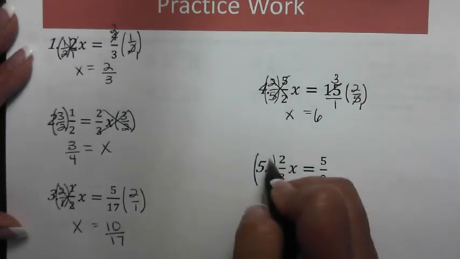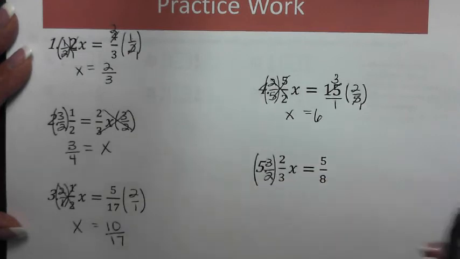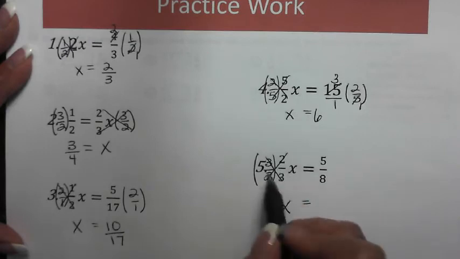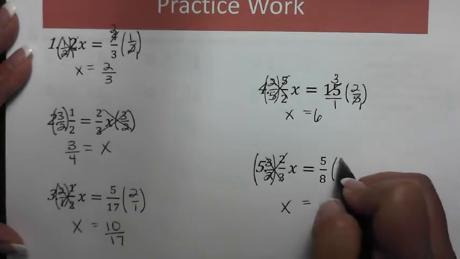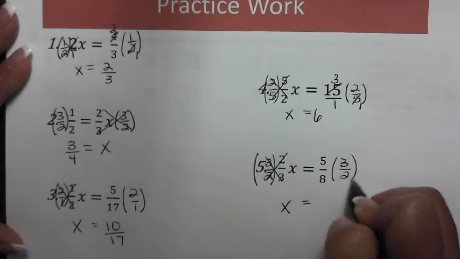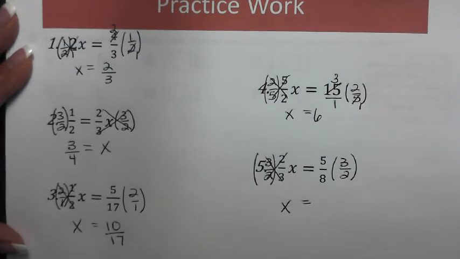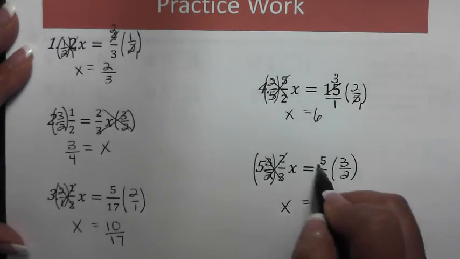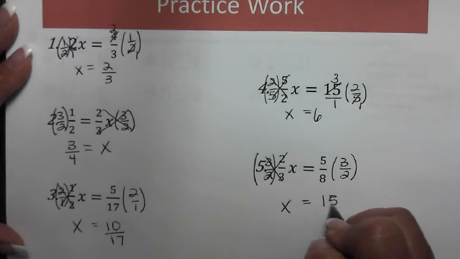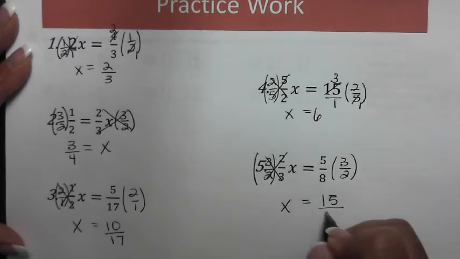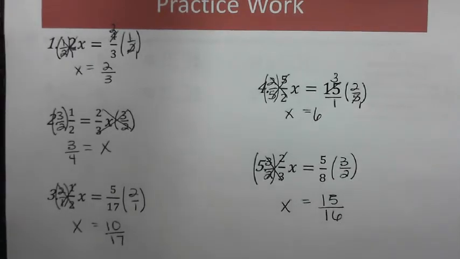The reciprocal here, 3/2. These cancel out. I'm left with x. If I multiply this side, I have to multiply this side. Can anything be reduced? Nope. 3 times 5, 15. 8 times 2, 16.